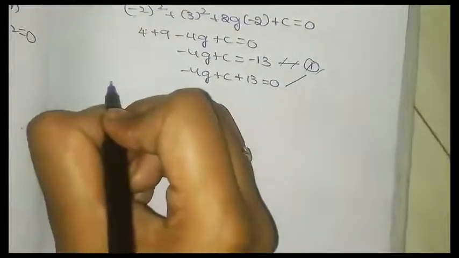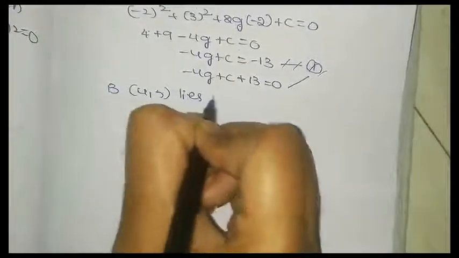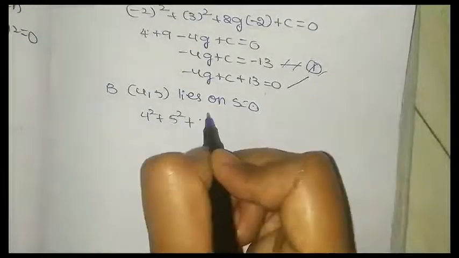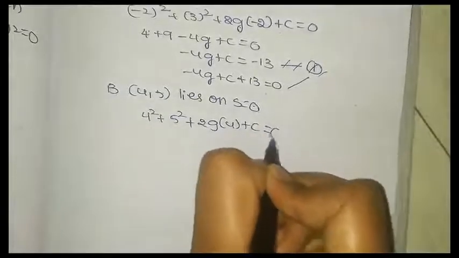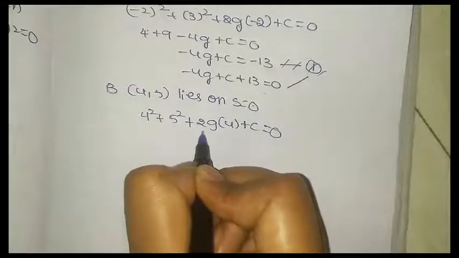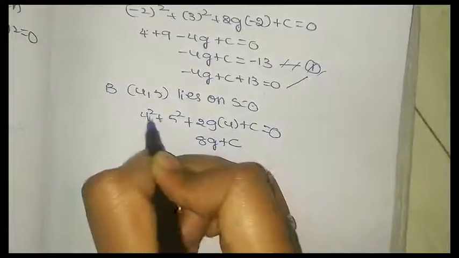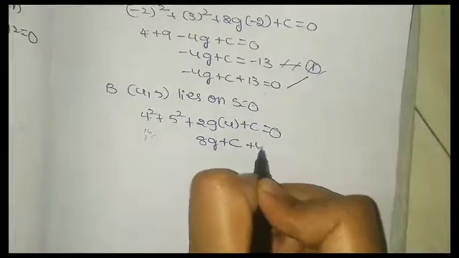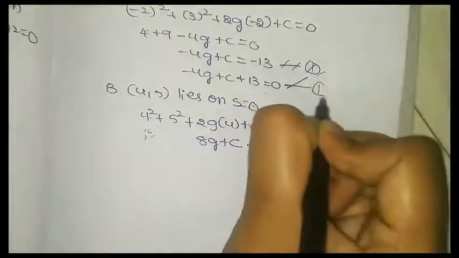And B also lies on S equal to 0. So 4 square plus 5 square plus 2g into 4 plus c is equal to 0. So that implies 8g plus c, 4 square is 16, 16 plus 25 is 41, plus 41 is equal to 0. This is equation number 1. This is equation number 2.